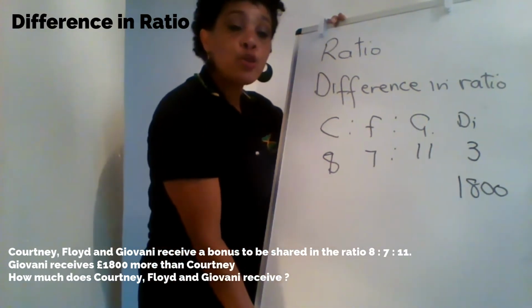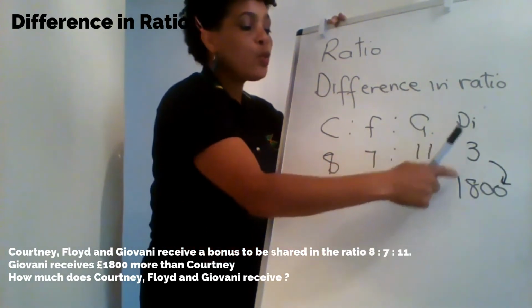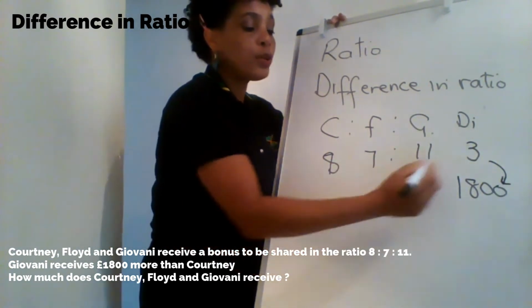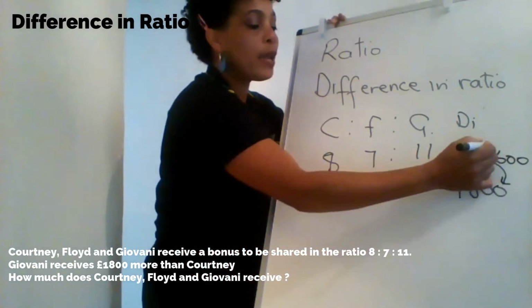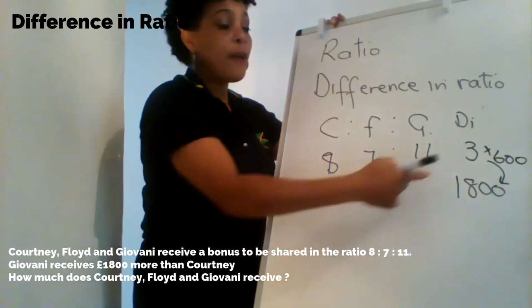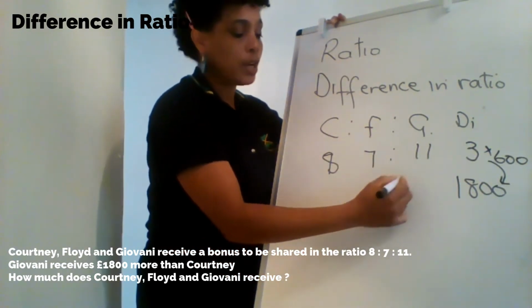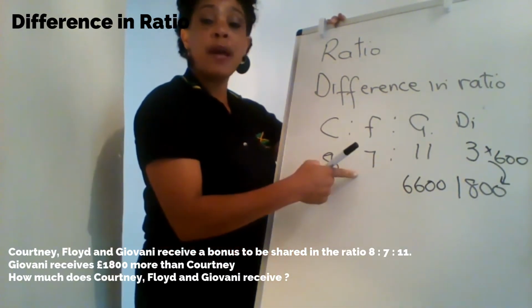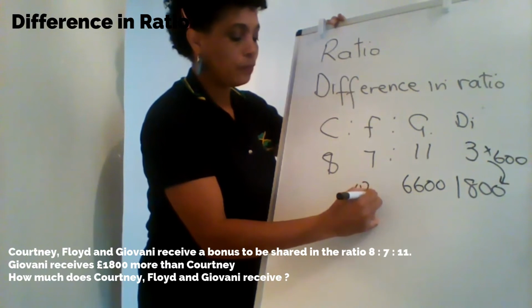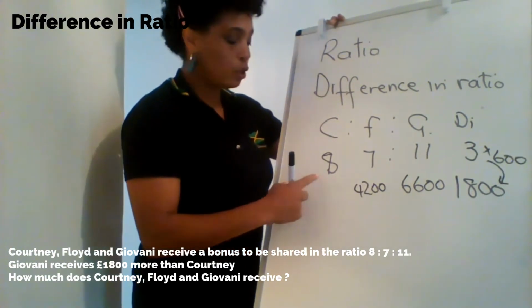So all I'm going to do now is to do, what do I do from 3 to get to 1,800? I'm going to times by 600. So I multiply by 600. If I multiply by 600 here, I'm going to multiply by 600 here. I'm going to multiply by 600 here. And I'm also going to multiply by 600 here.